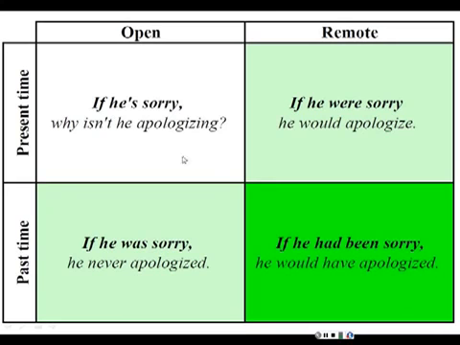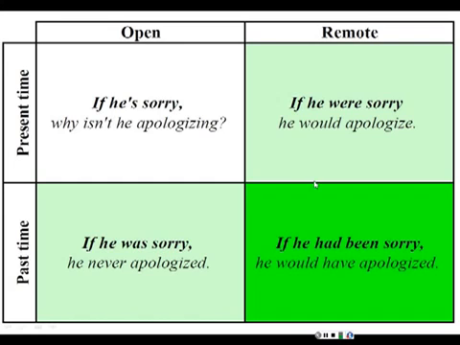So here we have the same diagram. Here's a present time open conditional. If he's sorry, why isn't he apologizing? Maybe he's sorry, maybe he's not sorry, but if he is sorry, well, the question is why isn't he apologizing? Now, here's the past time open conditional. If he was sorry, he never apologized. So maybe he was sorry, maybe he wasn't, I just don't know. All I do know is that he did not apologize if he was sorry.